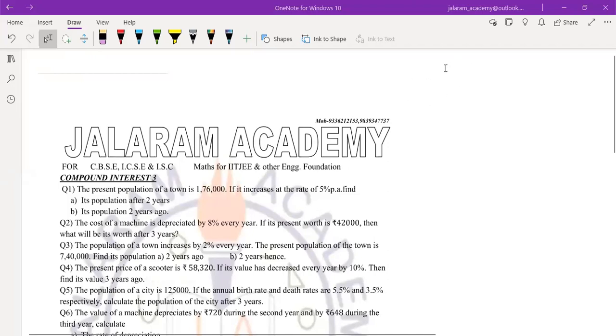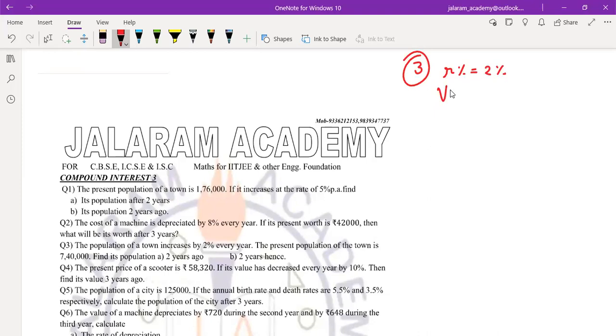Now we will discuss question number 3, which is also related to the growth of population like question number 1. Check your answer whether it is correct or not. The population of a town increases by 2% every year. So the rate of increase in population is 2% every year. The present population of the town, present is always denoted by V naught.